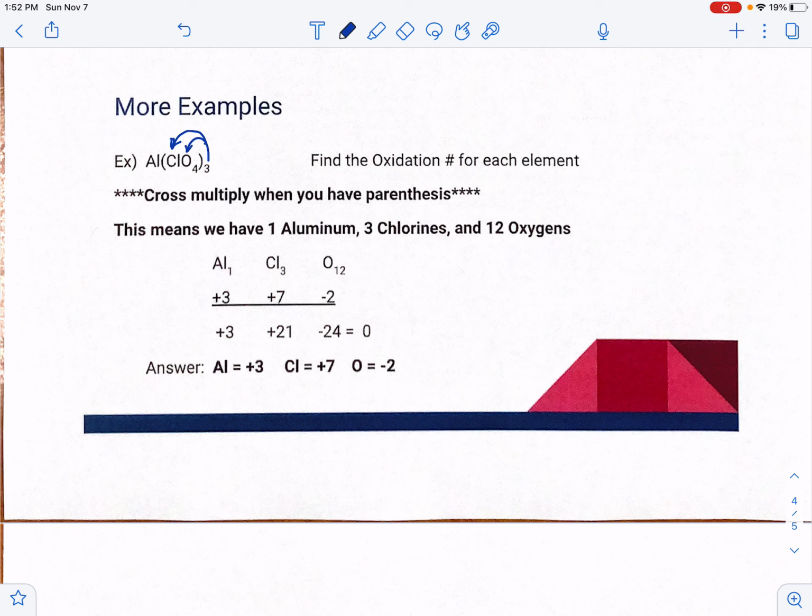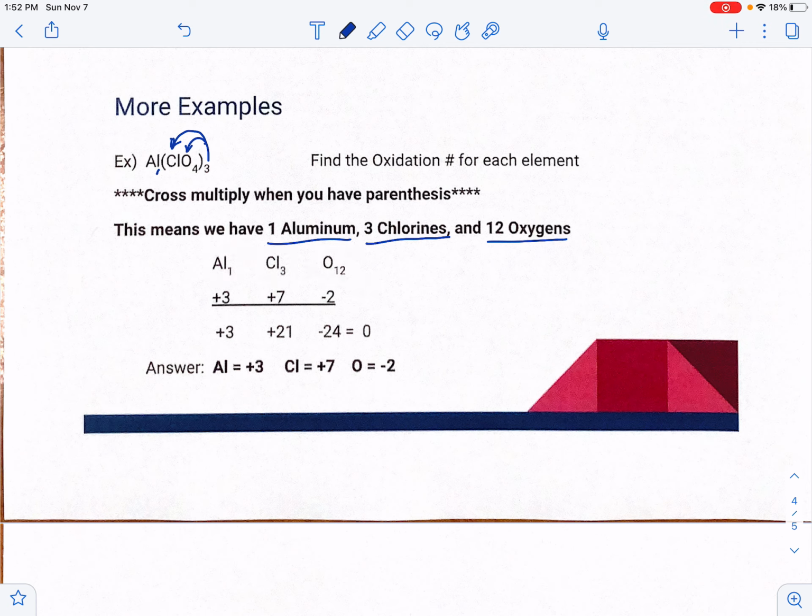That means you have 1 aluminum, because the aluminum is off by itself. This 3 does not affect the aluminum because it's not in the parentheses. You only have 1 aluminum. I have 3 chlorines, and then 3 times 4 gives me 12 oxygens. So when I spaced these out, I wrote aluminum has 1, chlorine has 3, and oxygen has 12. Let's clear that up a little bit.